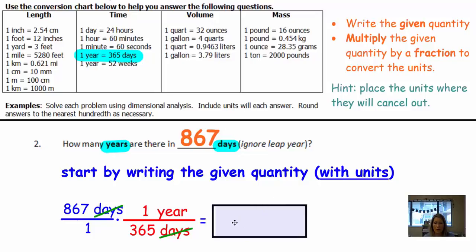And in general, when you're rounding, round to the nearest hundredths unless it's specified otherwise. Okay, so when you divide 867 by 365, you should get 2.38. And again, we're left with years. So we can see that there are a little over 2 years in 867 days.